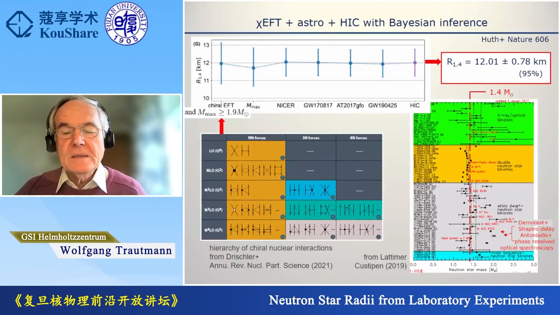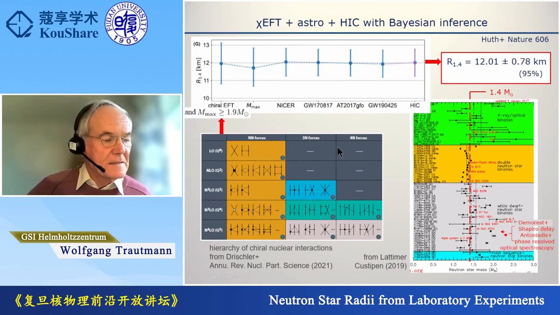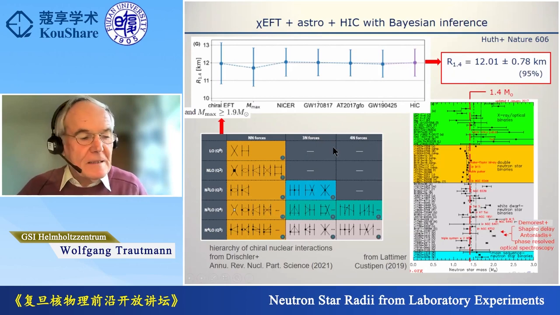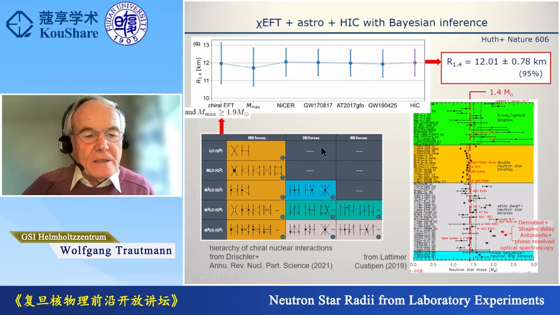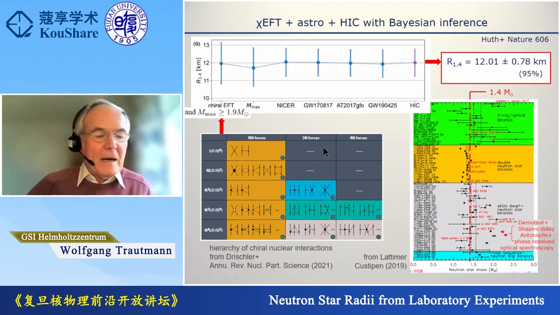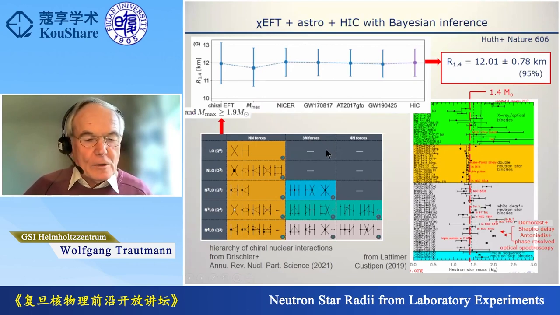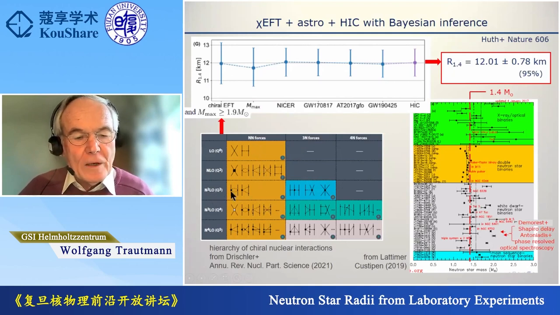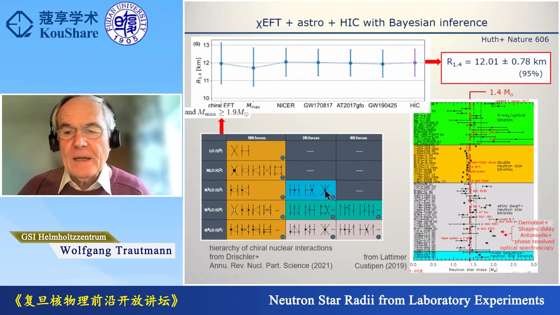How did this work? The starting point was chiral EFT. Now, chiral EFT is an effective theory of QCD that describes strong interactions in terms of nucleon and pion degrees of freedom using a systematic momentum expansion of the nuclear forces. And we see here just the well-known hierarchy of chiral nuclear interactions. One has to go to at least N2LO in order to include 3N forces in this scheme.